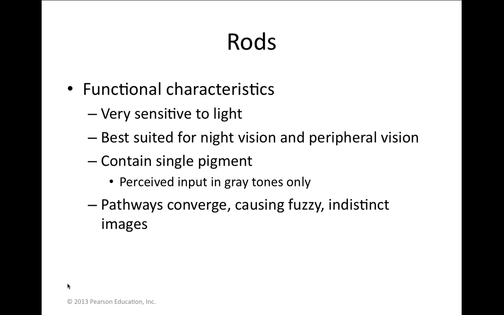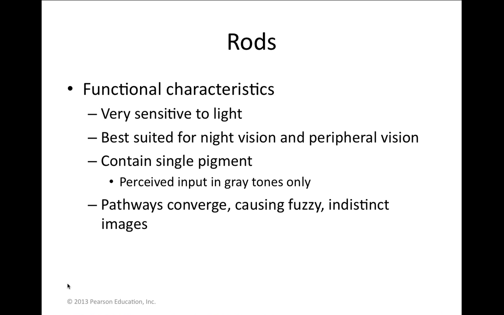The rods are very sensitive to light, and they're best suited for night vision and peripheral vision. So when you wake up in the middle of the night and you're trying to find your way to the bathroom, the rods are going to be the ones that are activated, and they will produce those gray tones. They also are the best for peripheral vision. So if you notice something in the background or off to your sides that has sudden movement, that's when the rods are activated. They're very sensitive to light, but they don't see clearly. So you're not going to have a distinct image. You just might see something flashing in your peripheral vision.